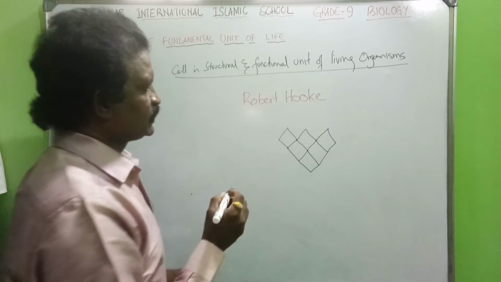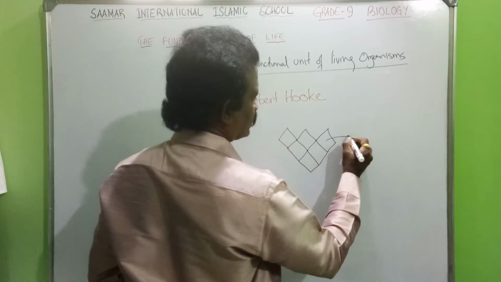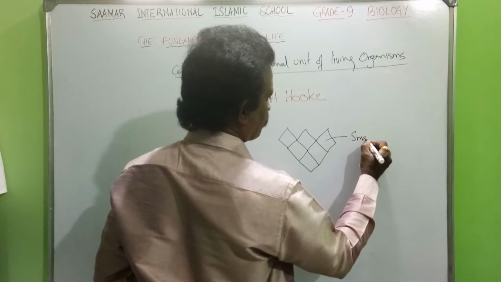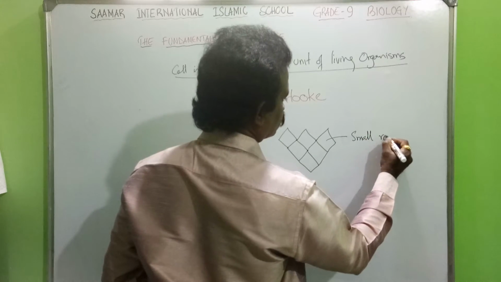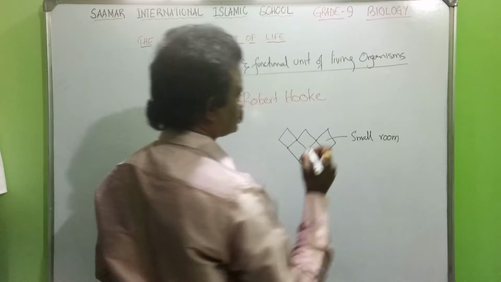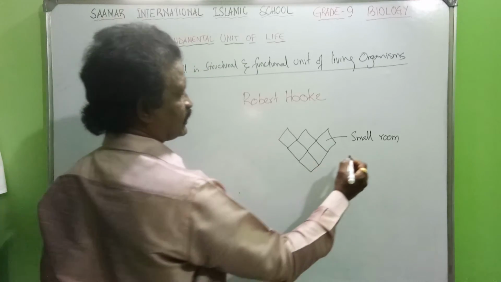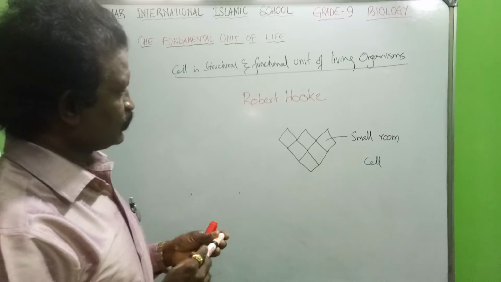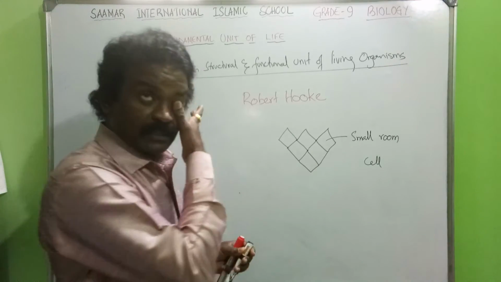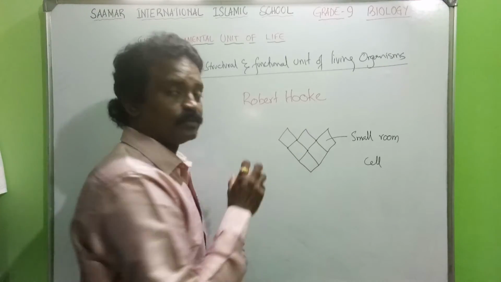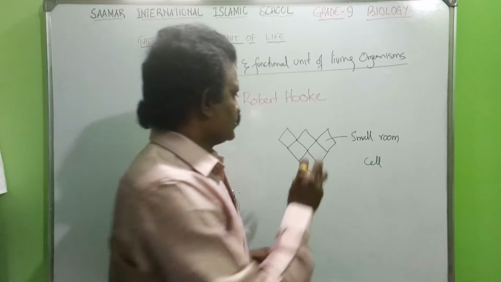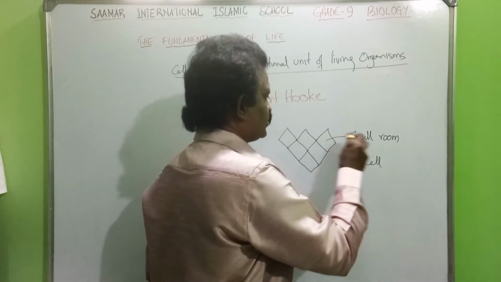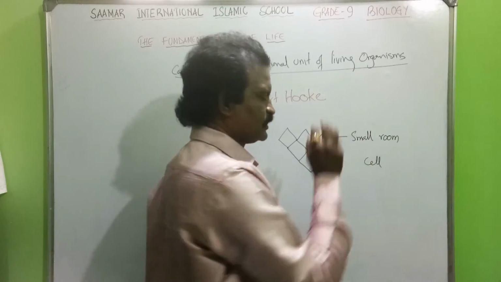Now he called these small rooms, and later on they were called cells. Is it clear? Okay. So he observed that it was like a honeycomb. Each compartment, each box, is called a small room. This small room is nothing but a cell.